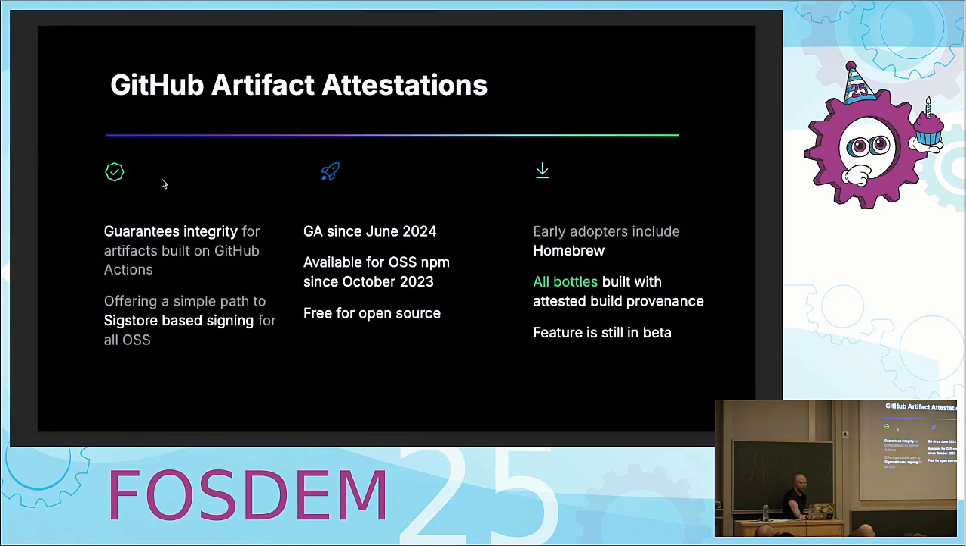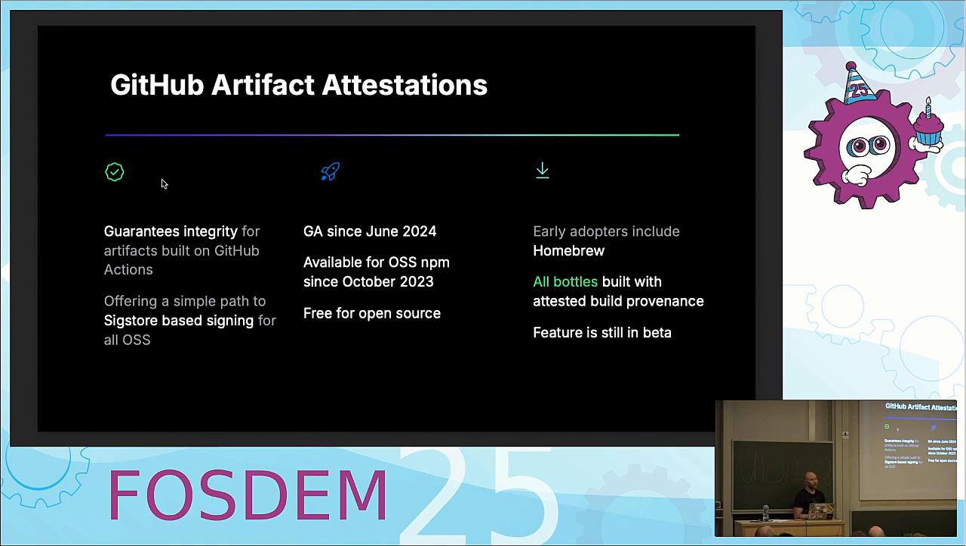So, I would like to talk about artifact attestations. This is a feature that is fairly recently out. It allows you to provide a way to guarantee integrity from the build step to delivery for everything that's built on GitHub Actions. This way we offer a very simple way to sign all the open source stuff that you're building. It's been around since summer of 2024, and the work started in 2022 when we were doing a similar thing for open source npm packages, to provide signed build provenance for everything that's built for npm. Of course it's free for open source to use, so I encourage everyone to use it.